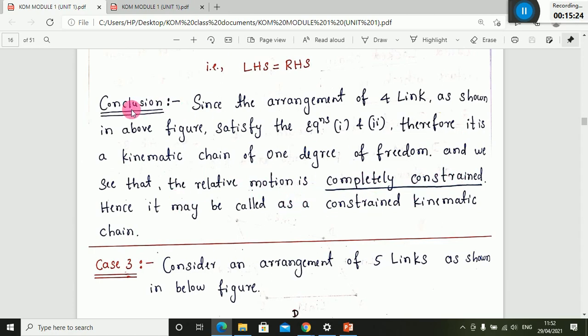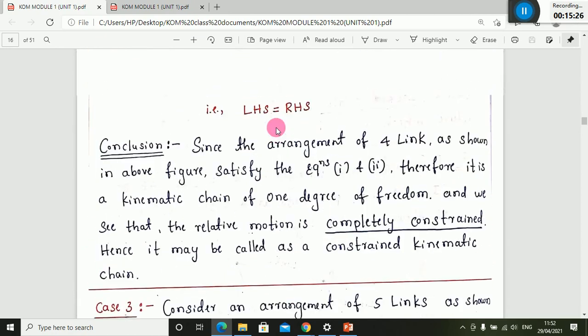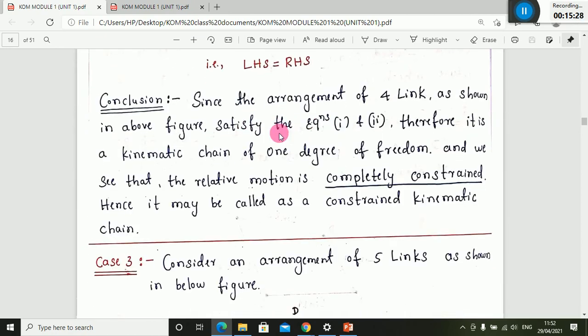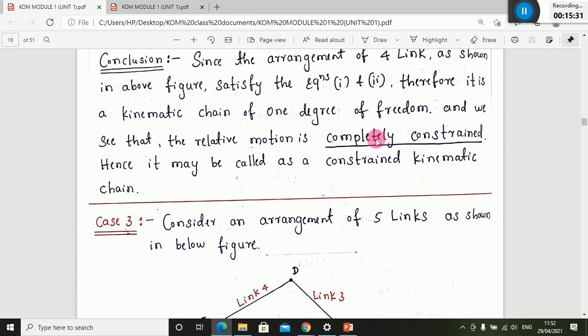Please write down this conclusion. I'll show the animation of this 4-bar chain. Why is it called a kinematic chain? Why is it called completely constrained? Constrained means restricted, limited to a certain path. A fan is restricted to rotate only. And consider the motion of a railway train: it is restricted to move only on the tracks, not on the roads.